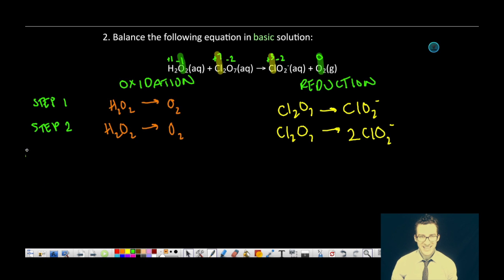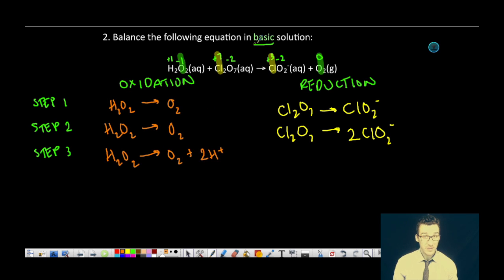Step 3, got to take care of those pesky hydrogen and oxygen, and we are in a basic solution. However, we're going to start out very similar to what we did in acidic solution. The very first thing we're going to do is balance out the hydrogen here by adding hydrogen ions, H2O2 goes to O2 plus 2 hydrogen ions.